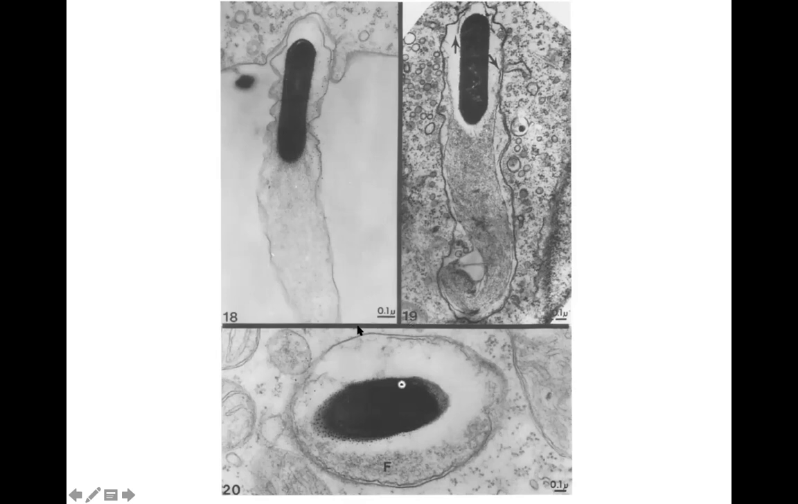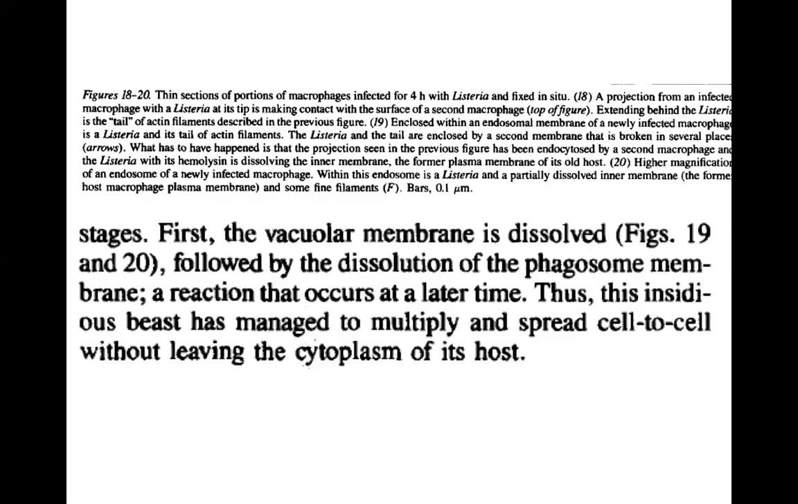And this is the same thing in cross section here. And you can see the two membranes here, but already the inner invading cell membrane, protrusion membrane, has started to dissolve because of release of hemolysin by this bug. So in the text of the paper describing these figures, I just wanted to read this. This is typical Tilney phraseology. Thus, this insidious beast has managed to multiply and spread cell to cell without leaving the cytoplasm of its host.